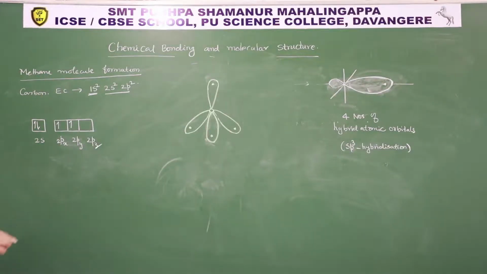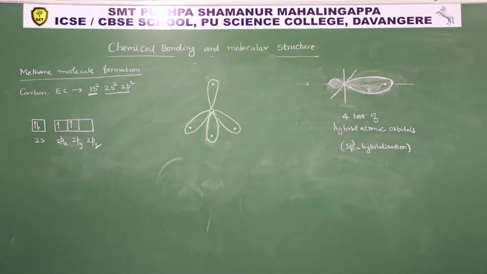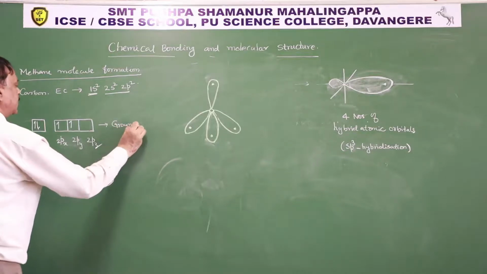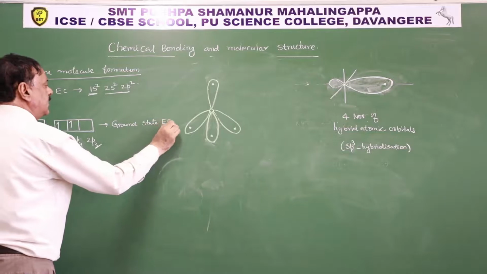Now, according to this, the valence of the carbon atom is 2, because the unpaired electrons present in the higher energy level atomic orbitals are called valence electrons. But this is the ground state electronic configuration, which is called the ground state electronic configuration.